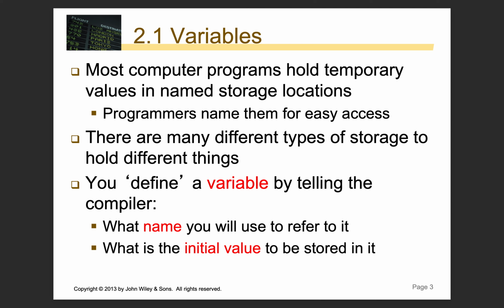So this leads to our first main topic for this session, being variables. Most computer programs are going to hold temporary values in named stored locations. Programmers name them so that they can easily access the information stored within them. There are many different types of storage to hold many different types of things. You define a variable by telling the compiler what name you will refer to it by, as well as the initial value being stored in it.